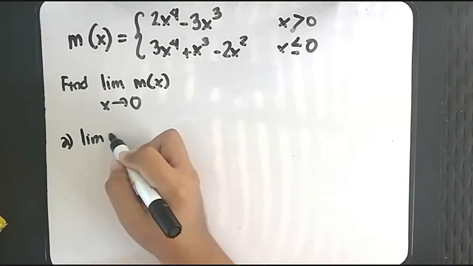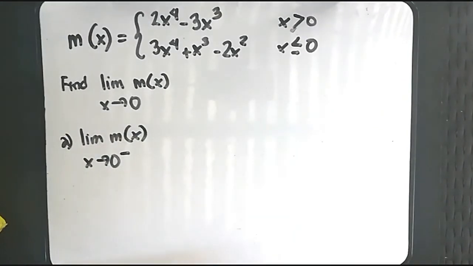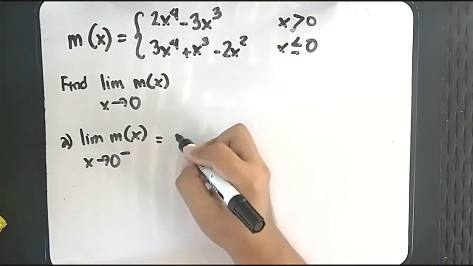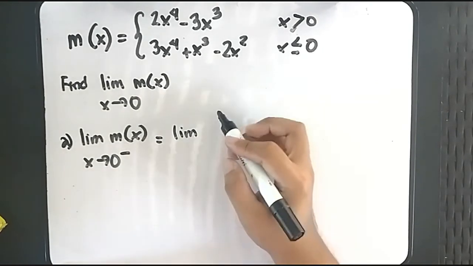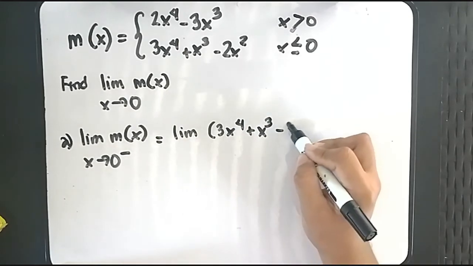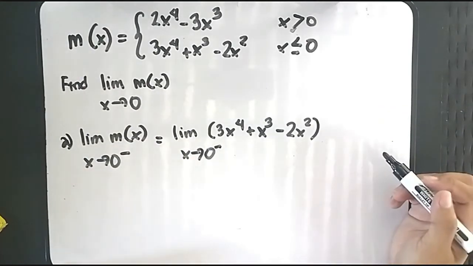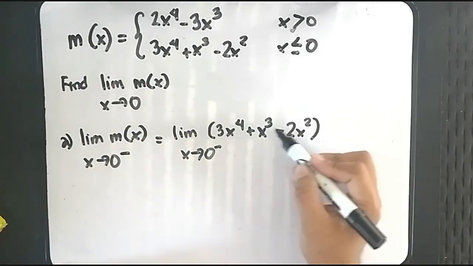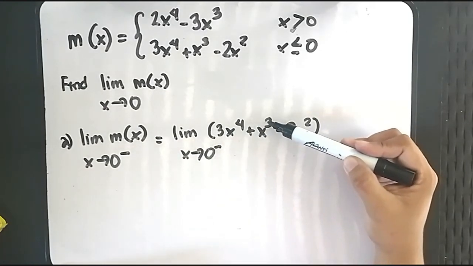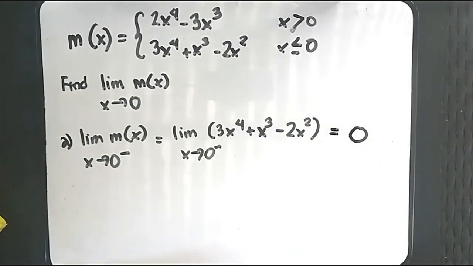So if we find the limit of m of x as x approaches 0 from the left, so itong gagamitin natin kasi ito yung less than 0. So we have the limit of 3x raised to 4 plus x cubed minus 2x squared as x approaches 0 from the left. Since this is a polynomial, pwede lang nating ipasok. Okay? 3 times 0 plus 0 cubed minus 2 times 0. So this is equal to 0.